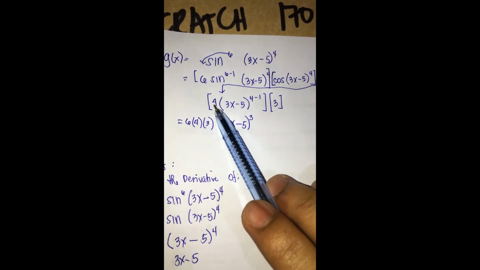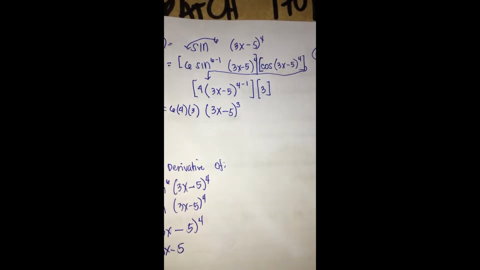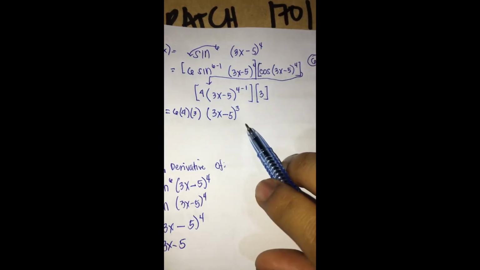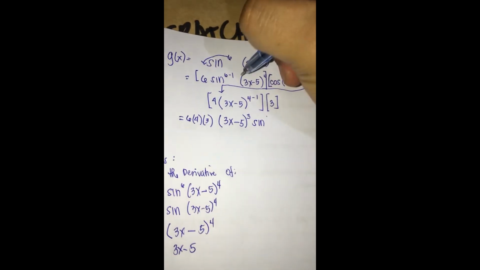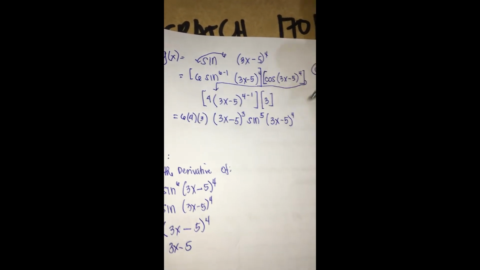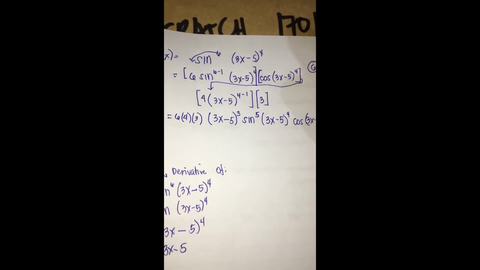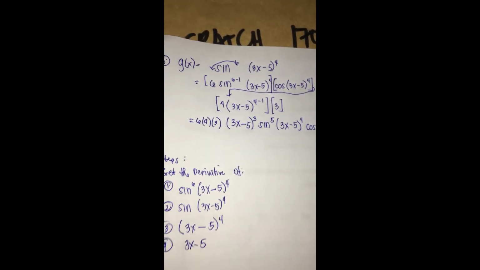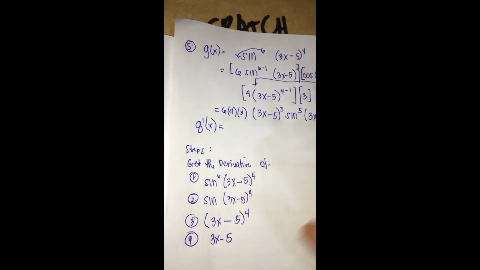You cannot distribute this one because the exponent is not 1. The exponent of this one is 3. You cannot distribute that one. After this process, follow down the trigonometric function. Sine 6 minus 1 is 5 times, copy the base, 3x minus 5 raised to 4. And lastly, we have cos, copy the base, 3x minus 5 raised to 4. And we have now the final answer, g prime x. 6 times 4 times 3, we have 72.